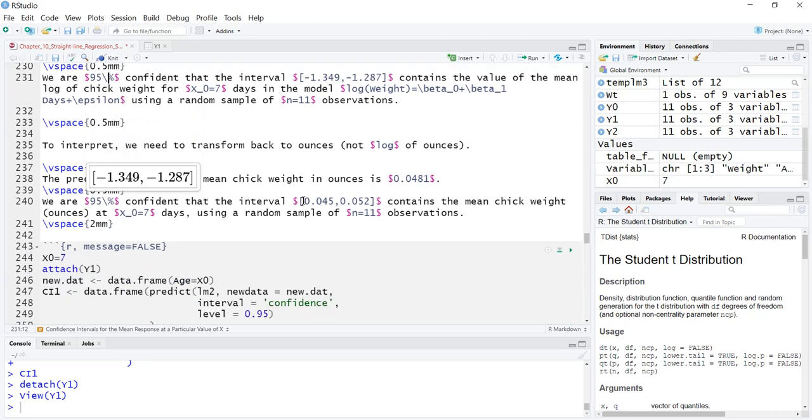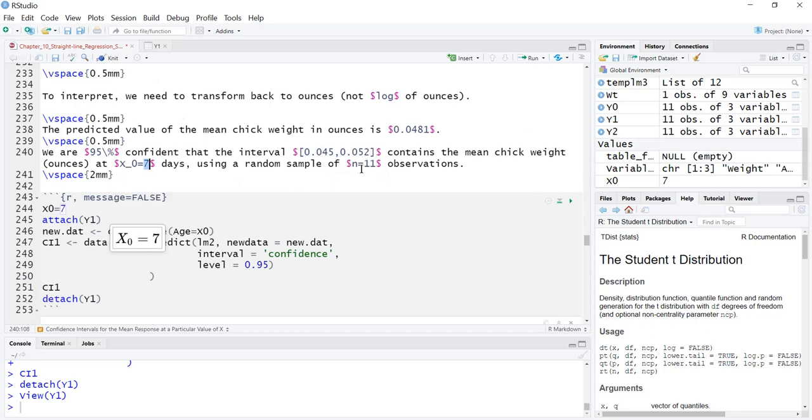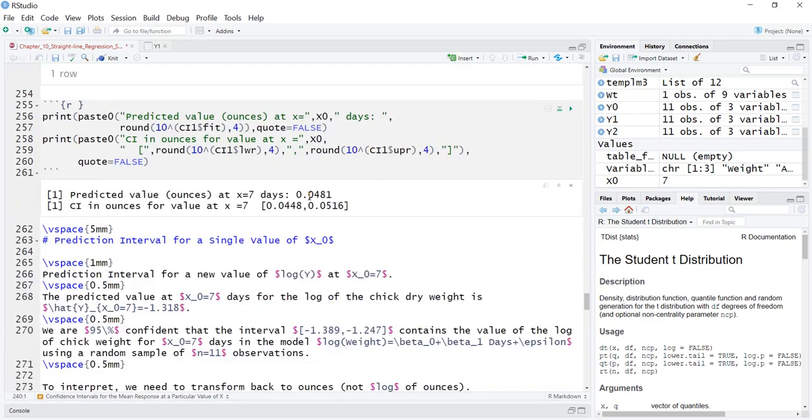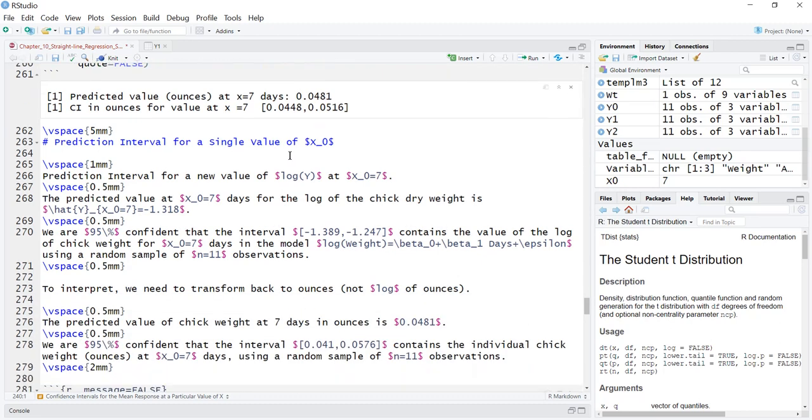And so when we transform it back, we get between 0.045 and 0.052 as our 95% confidence level for 7 days. X equals 7. Okay, and we have n equals 11. So again, we analyze our confidence interval using this sentence, and then we are precisely correct. Okay. And you'll see this gives us the transformation back. But again, if you did anything besides the log base 10, you would have to modify this code. So, and I will not ask you to do that for this course. All right.